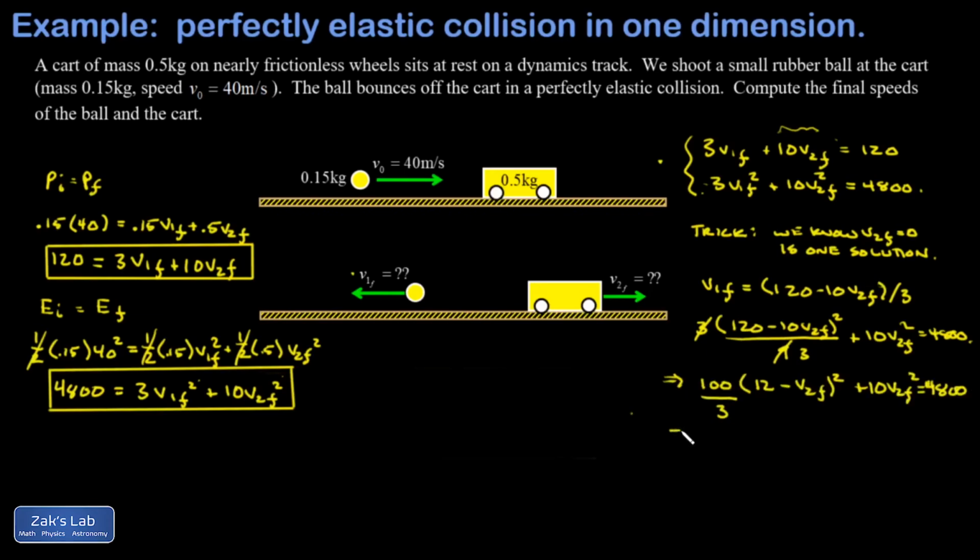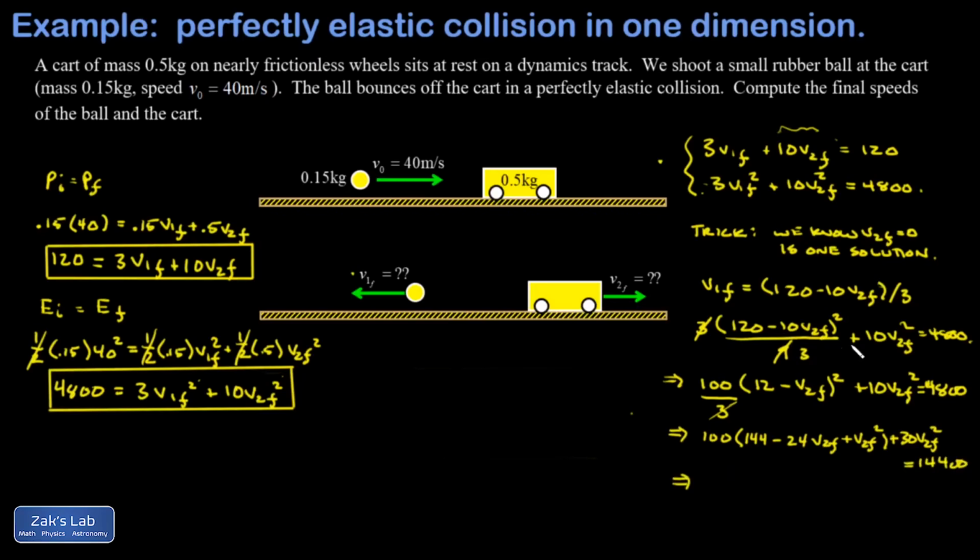So in the next step, I'm going to do two things at once. I'm going to multiply both sides of the equation by 3 to get rid of this denominator, and I'm also going to expand that squared binomial. So I get 100 times (144 minus 24 v2 final plus v2 final squared) plus 30 v2 final squared equals 3 times 4,800. Well, that's 14,400.